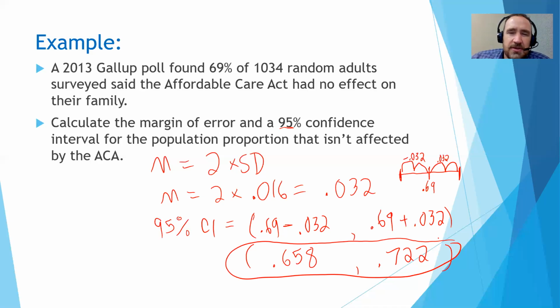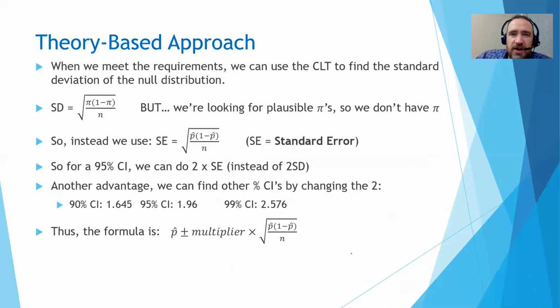What is this telling us? Well, in our sample, we know that 69% said no effect of the Affordable Care Act. Out in the whole population, we believe somewhere between 65.8 and 72.2% of adults would say no effect from the ACA. And so it helps us understand what's going on out there in the population. We feel 95% confident our parameter falls between those two numbers. Okay, so that's a 2SD approach, the simulation-based approach for finding a confidence interval.